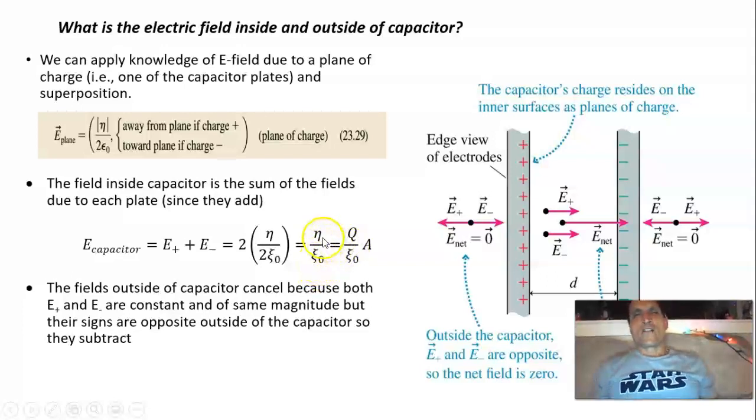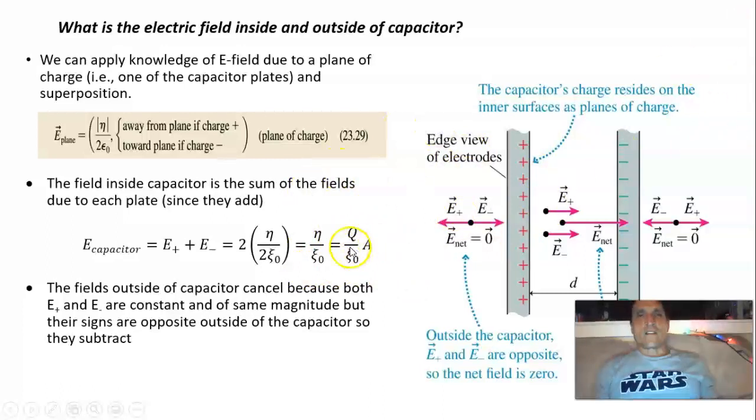You can also write charge per area. Oops, A should be in the denominator here. I've got a typo I have to fix. So it's the density, charge per area, and you get Q over A epsilon naught. It's right on the next slide, but I've got to fix that here.